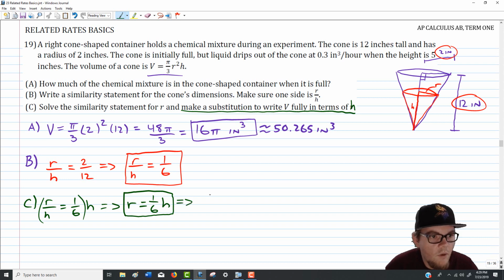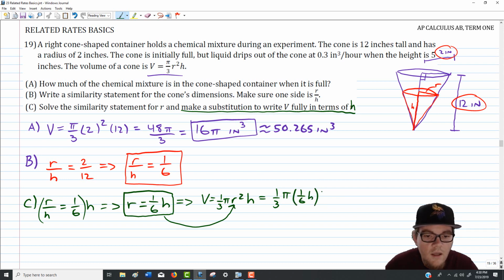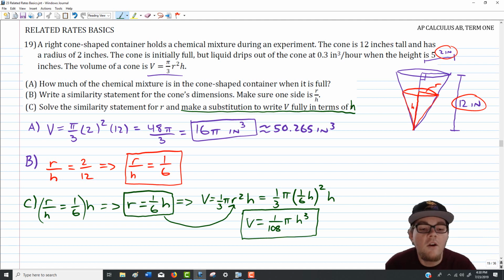So from here, what we want to do is take our original equation, which is V equals 1/3 pi r squared h, and plug in the 1/6 h for r. When we do, we'll still have 1/3 pi. R will be replaced with 1/6 h, and then of course r squared times h. And from there, it's just a matter of simplifying everything. We're going to get 6 squared is 36 times 3 is 108. We're going to get 1 over 108 pi times h squared times h to the first, which is equal to h cubed. And so this is our new volume that is purely a function of the height of the cone.